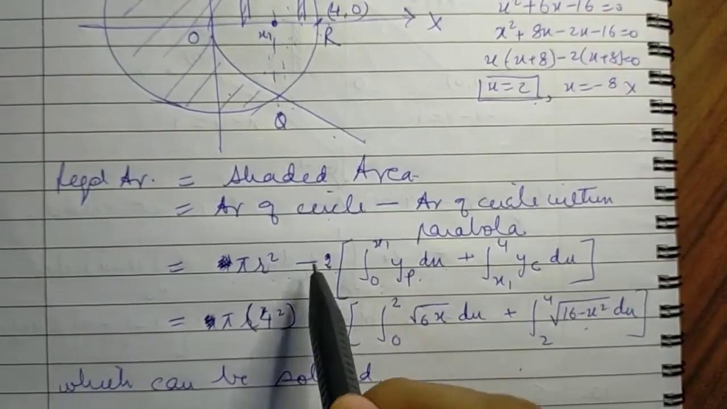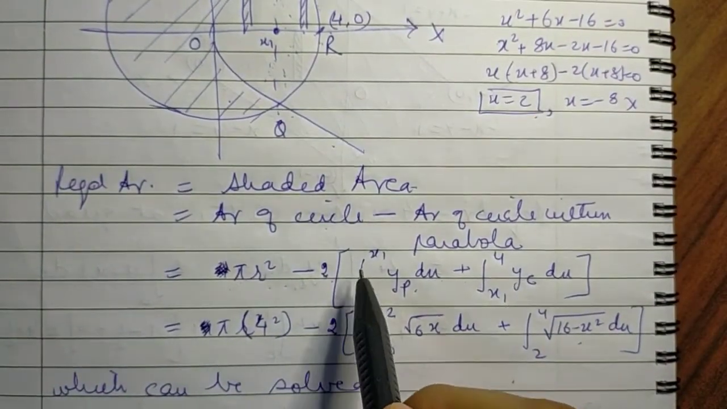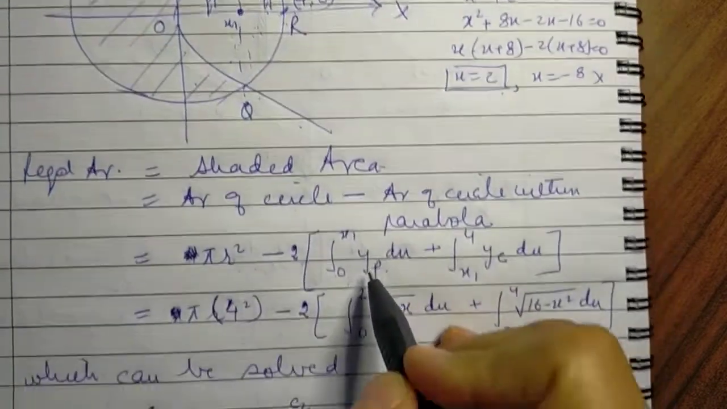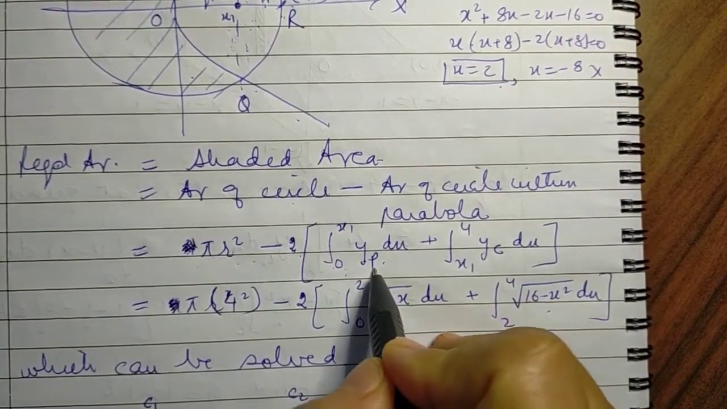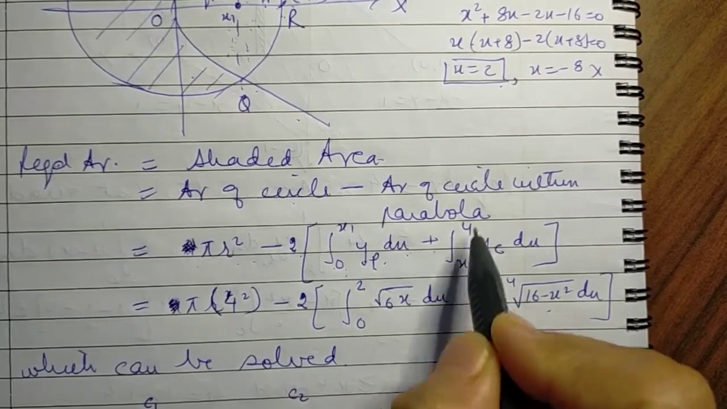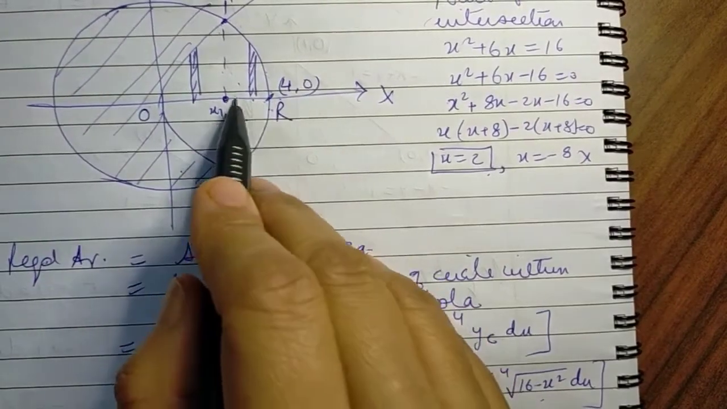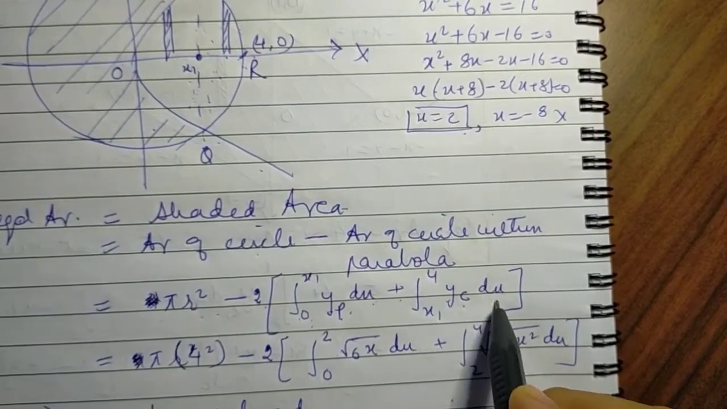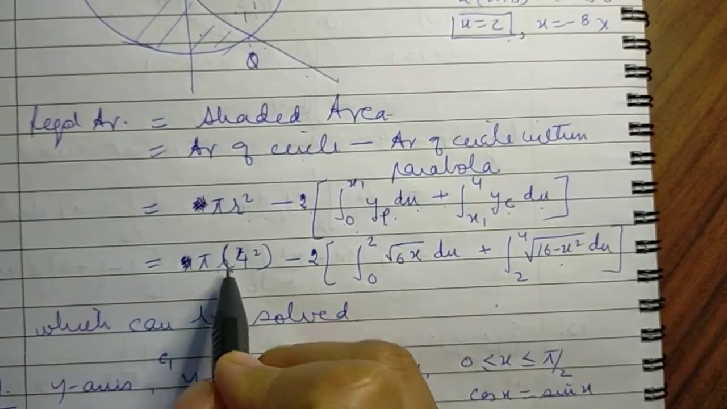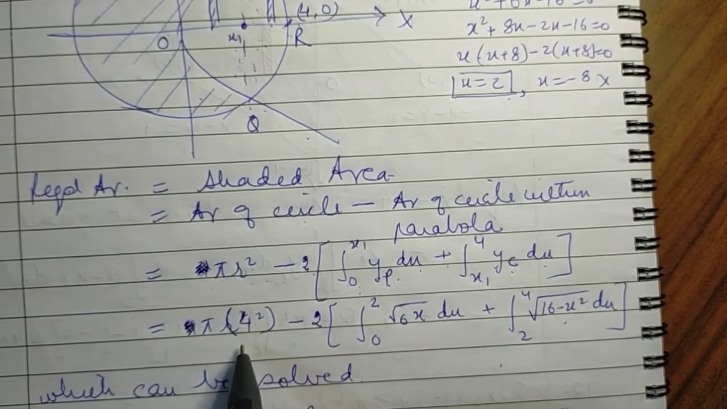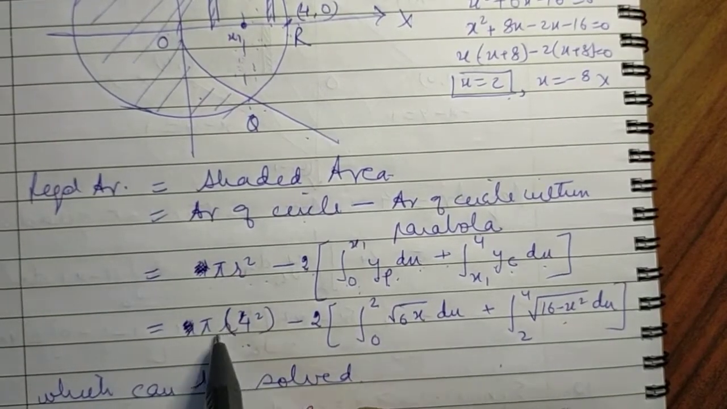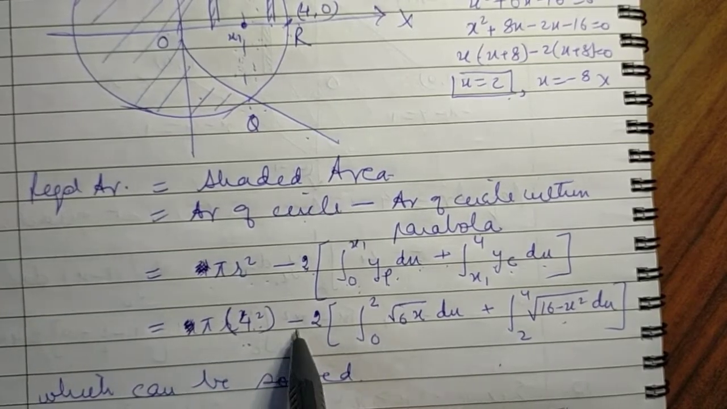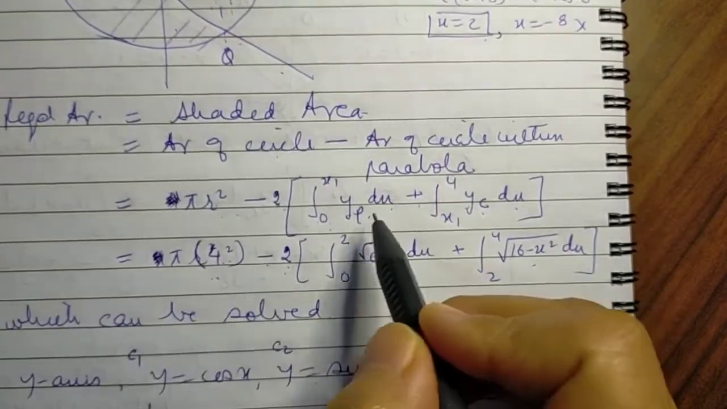And so we write it as from 0 to x1, which is the x coordinate of P, y on the parabola dx, plus from x1 to 4, which are the x coordinates, y on the circle dx. Now we know that the radius of the circle is 4 units, and so the area of the circle is pi into 4 square minus 2 times.